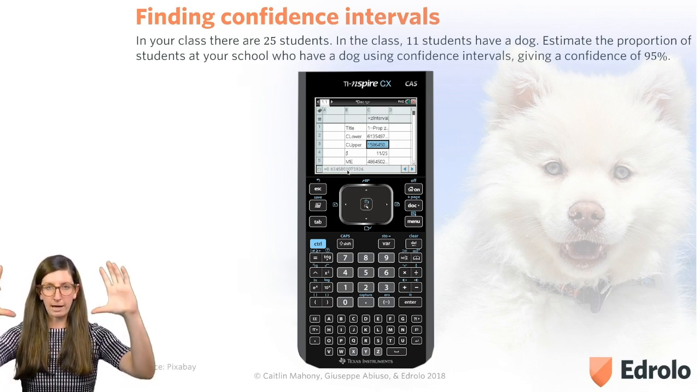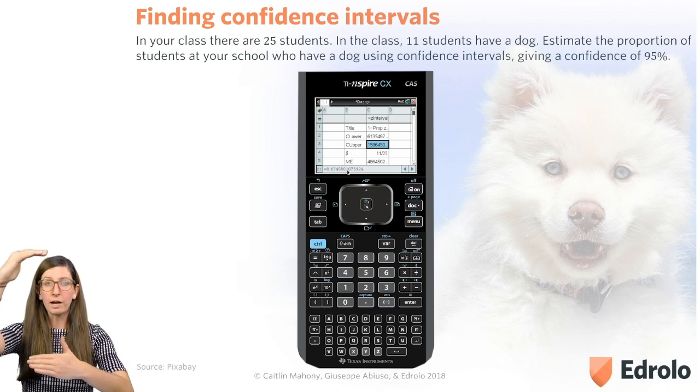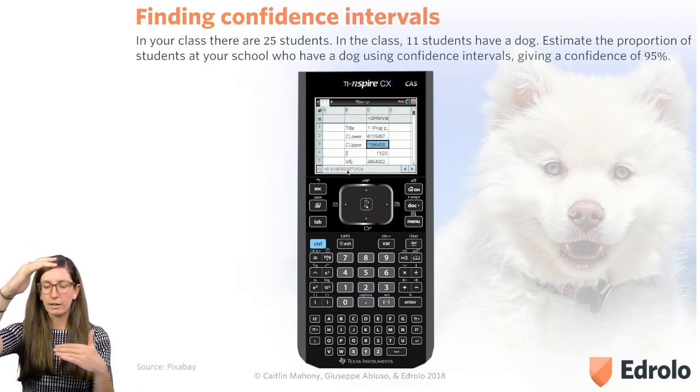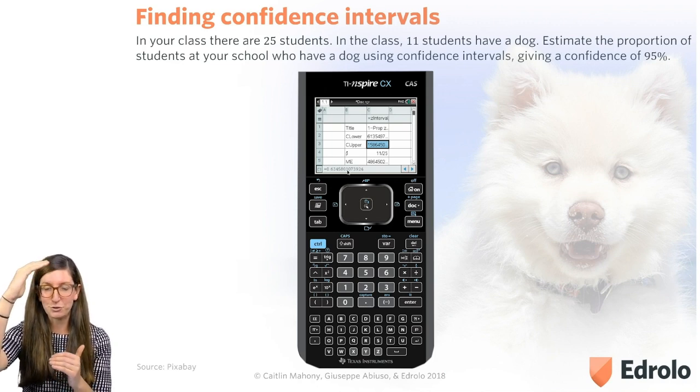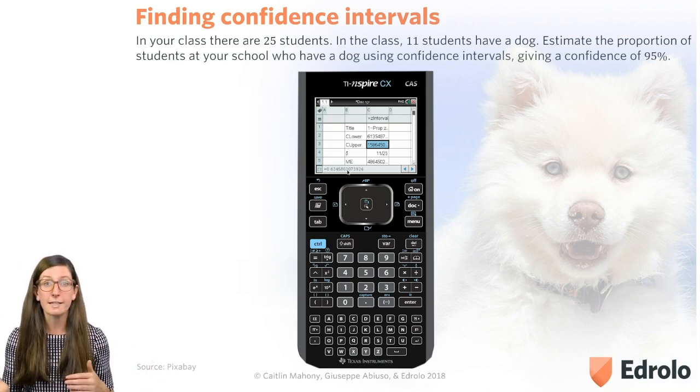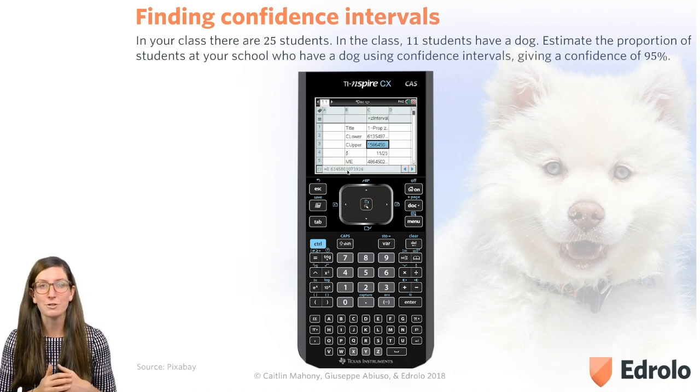So those two bounds, the lower and the upper, we have 95% confidence that somewhere between those two proportions lies the actual proportion value for students at your school that have a dog. So yeah, that's how you can use your CAS to work out confidence intervals and do that type of calculation.